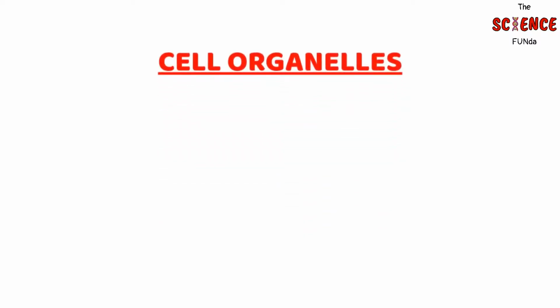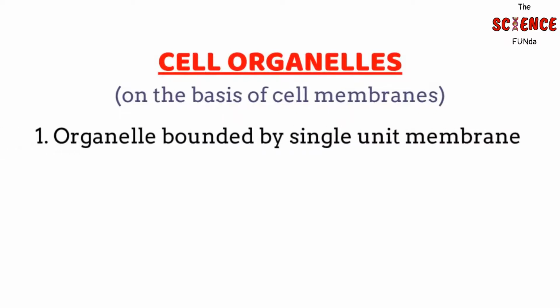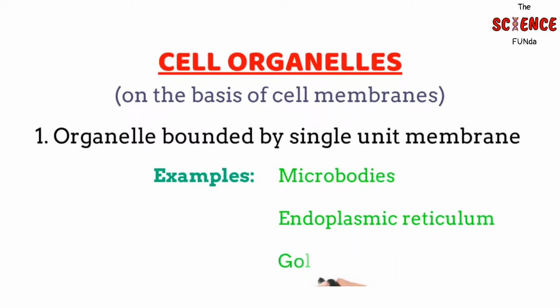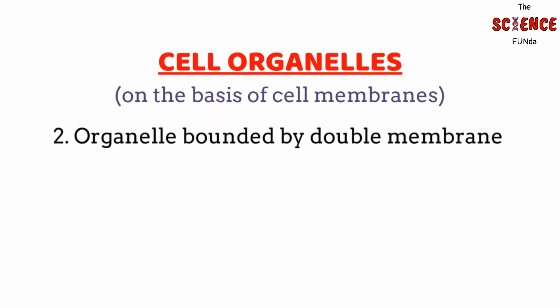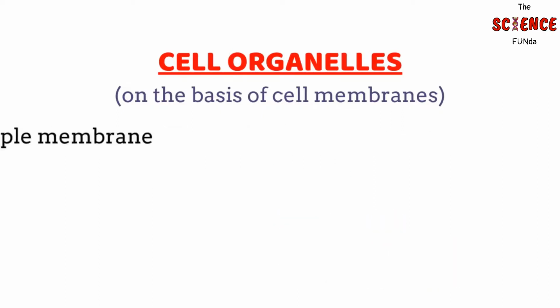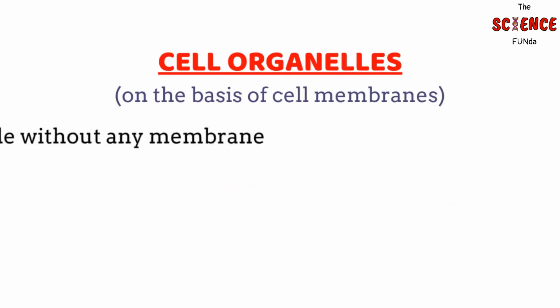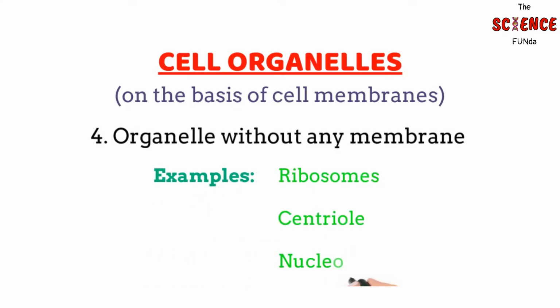Cell organelles are of four types on the basis of membranes. First, organelle bounded by single unit membrane. For examples, microbodies, endoplasmic reticulum, Golgi bodies. Second, organelle bounded by double membrane, such as plastids, mitochondria and nucleus. Third, organelle bounded by triple membrane. Example, transosomes. Fourth, organelle without any membrane. Examples are ribosomes, centriole, nucleolus.